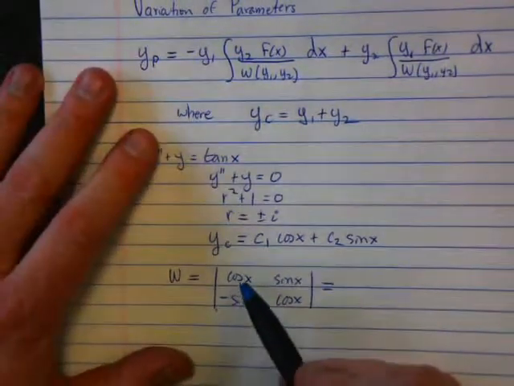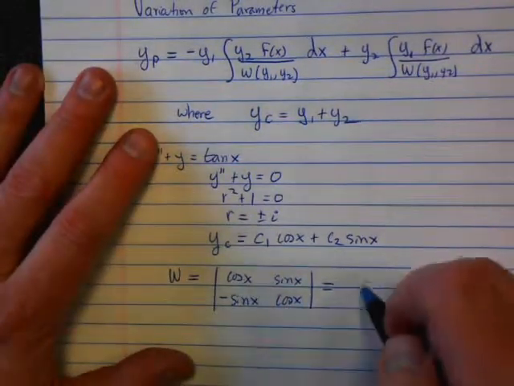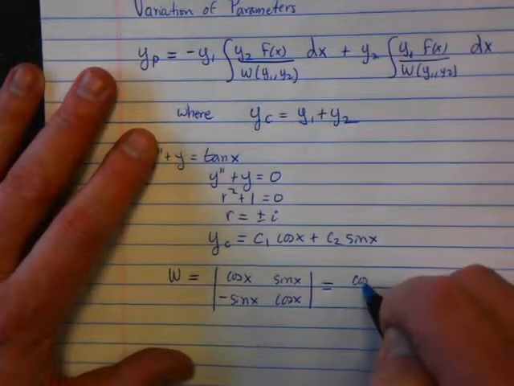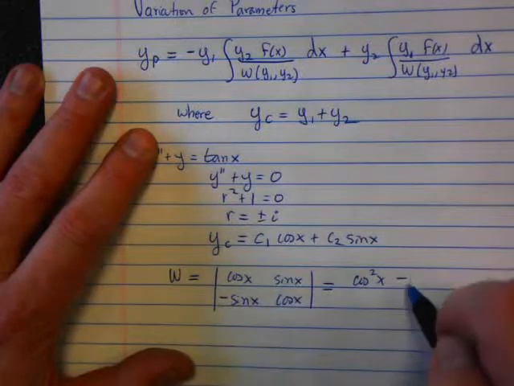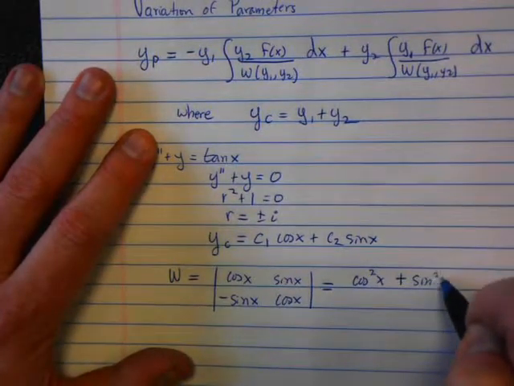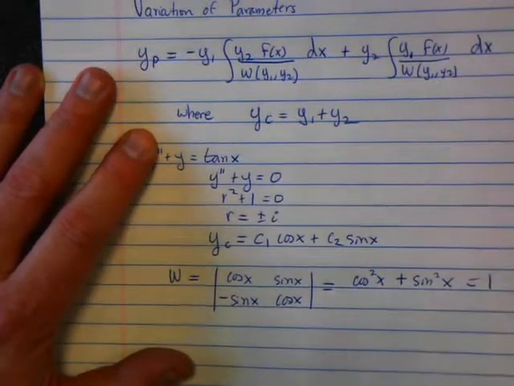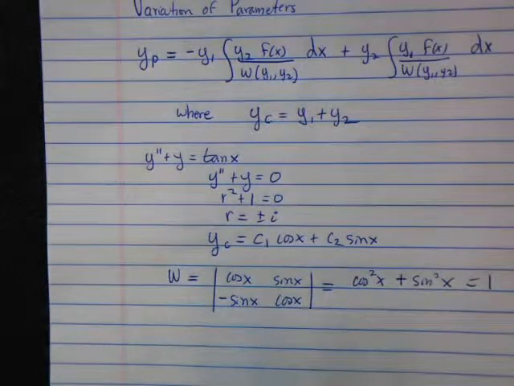Find the determinant. I multiply cosine times cosine, which is cosine squared x, and then minus negative sine times sine becomes a plus sine squared. Oh, that one comes out very nice, doesn't it? It turns out to be the number 1. Isn't that convenient?